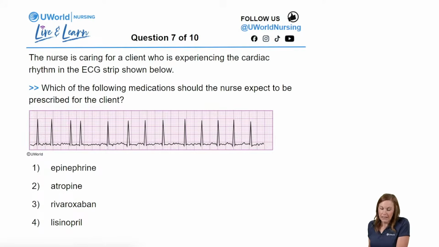Is anybody really loving ECG strips? Do you feel like anyone here wants to maybe be a tele nurse, or do ICU where you're really having to be in tune with these dysrhythmias?